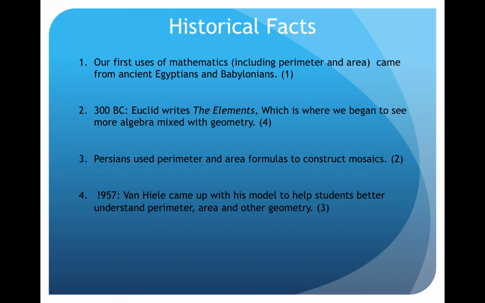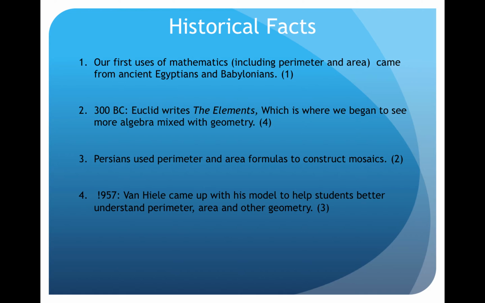Persians used perimeter and area formulas to construct mosaics. If you're not familiar with mosaics, mosaics are works of art usually made of tile or sometimes glass and squares, and it's actually a really good example of using area and perimeter.